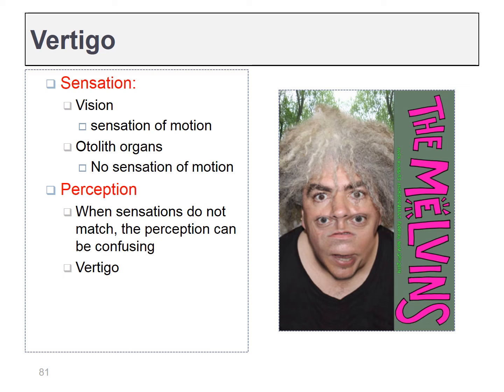When our sensations do not match, then we get altered perceptions. For instance, if you look at this image over here, your eyes are telling you that something's moving, even though your inner ear is saying that, nope, everything's staying put. And it may make you feel a little bit queasy. Your perception here is a little bit altered. It's inducing a little bit of vertigo.